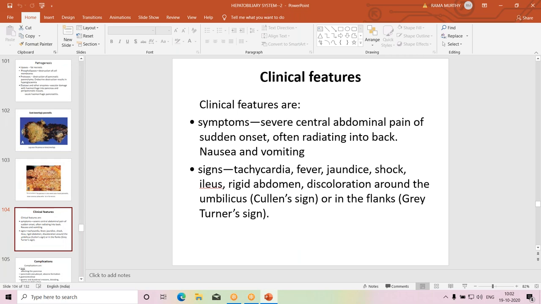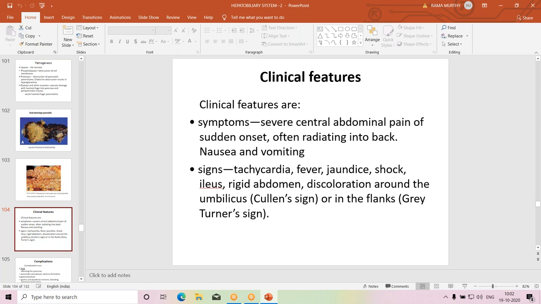Clinical features: acute pancreatitis may be mild and may go unnoticed sometimes. It may resolve. For example, it may be associated with surgery or trauma or mild injury, but it may resolve. That is one extreme. At the other extreme, you will find severe acute hemorrhagic pancreatitis, which is a serious condition.